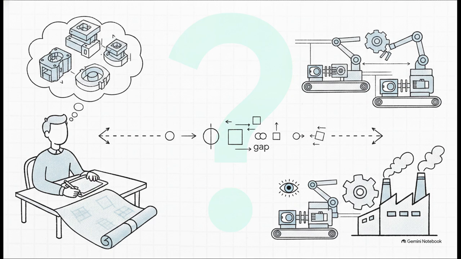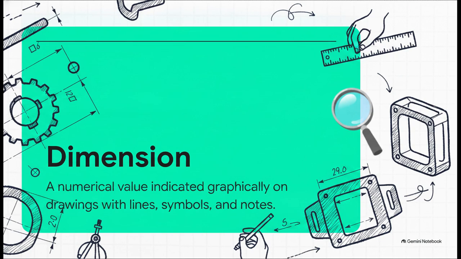Well, it all comes down to a highly standardized visual vocabulary. And that brings us to the formal definition, straight from the international standard ISO 129. A dimension is, technically speaking, a numerical value expressed in appropriate units and indicated graphically with lines, symbols, and notes. But what does that actually mean for us? Essentially, dimensions act as the ultimate, unambiguous translation guide for engineering design. They're the exact, non-negotiable instructions that literally tell the physical world how to shape itself around an idea.